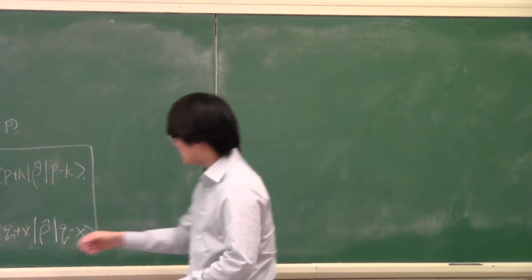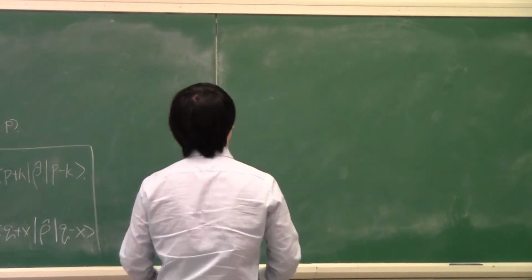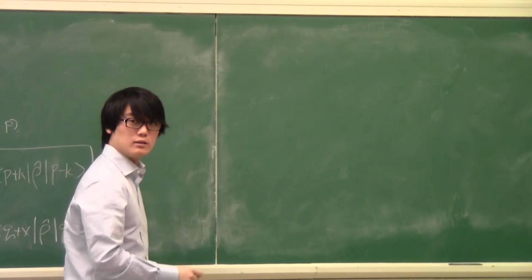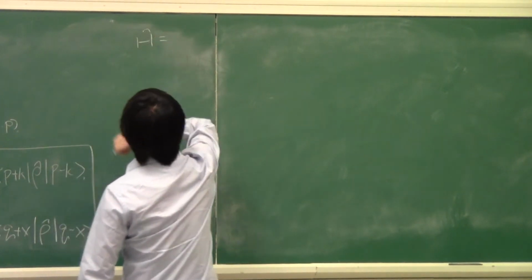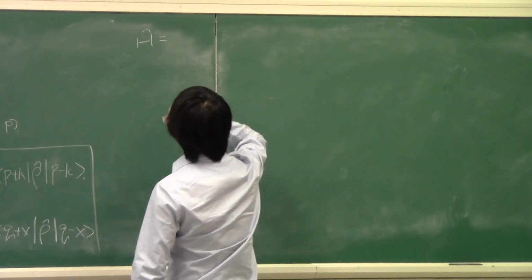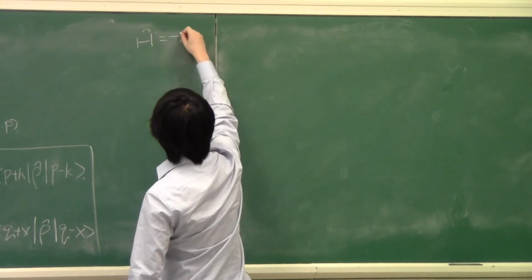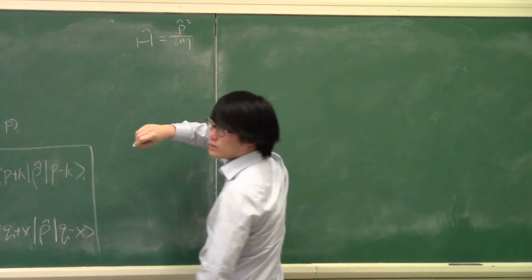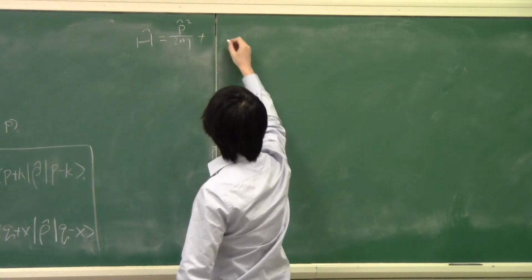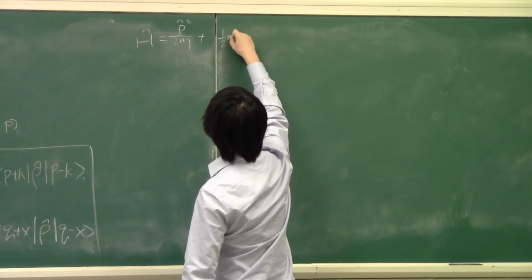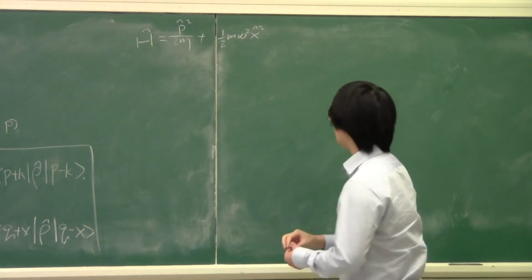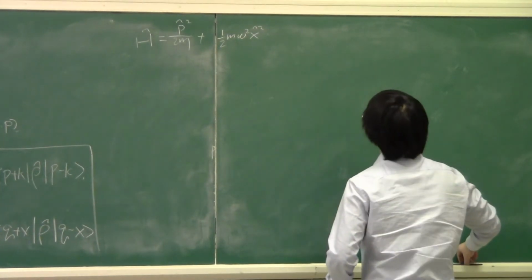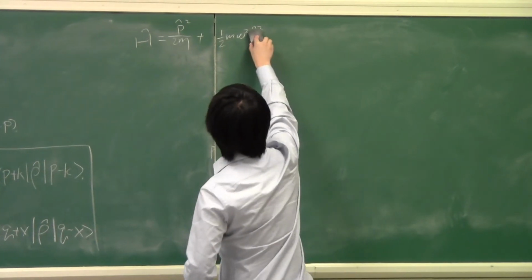So for the harmonic oscillator, the ground state wave function looks like, so recall the harmonic oscillator, right? We have the Hamiltonian. The Hamiltonian looks like p squared over 2m, plus one half m omega squared, this operator q squared. Let me use q, since we've been using q so far.